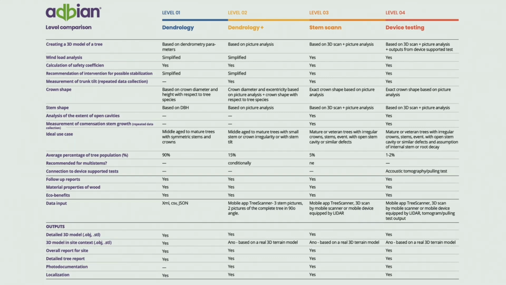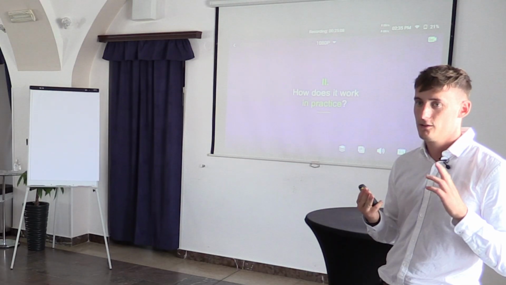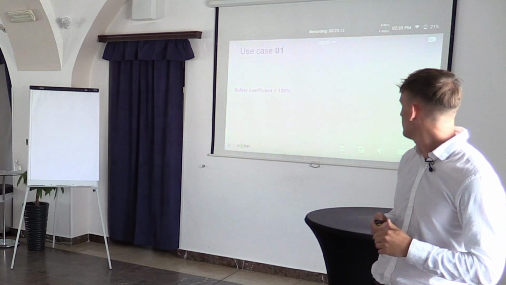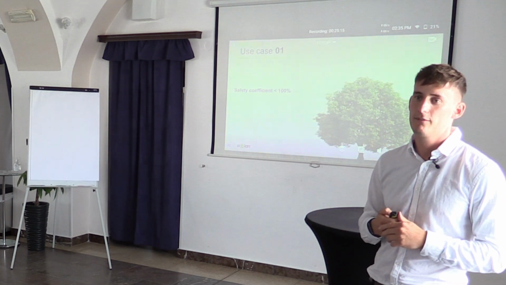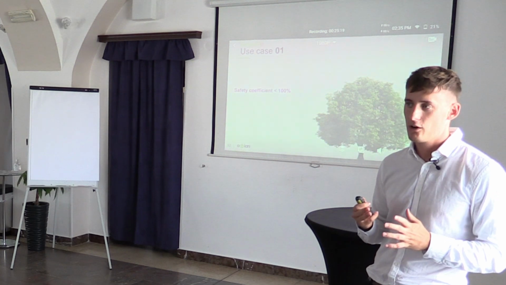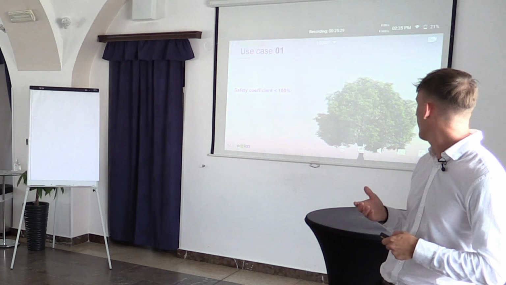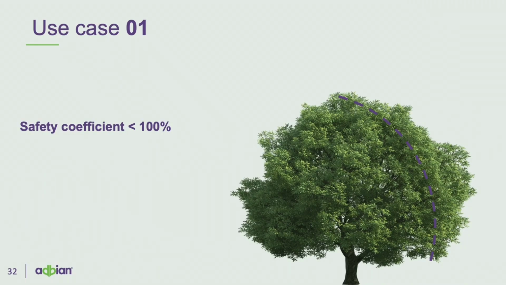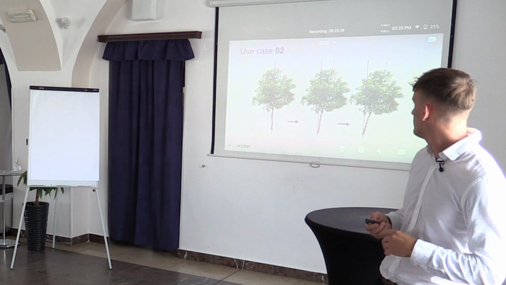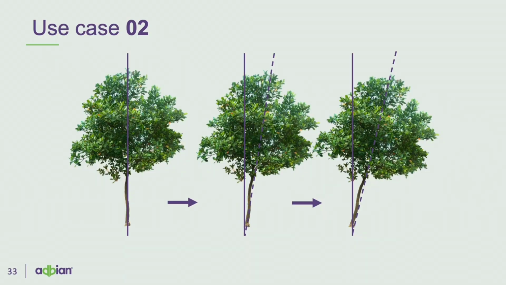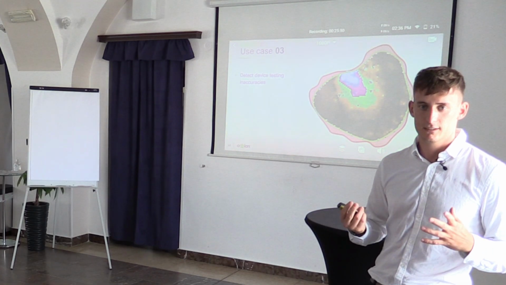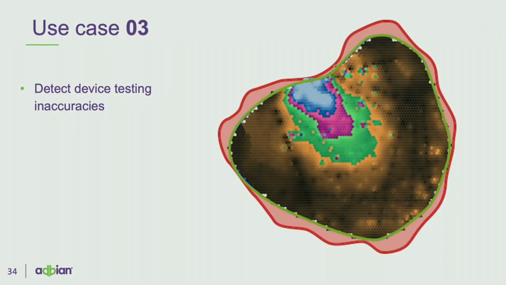But how does it work in practice? So basically you can use Adbian to calculate 3 basic things. The first one is the safety coefficients, which tells you if the tree is stable or not. And we also calculate for each tree how the stability changes if we reduce the crown by 1, 2, and 3 meters. And in the future we want to calculate also where to reduce the crown so it maximizes the effects of the cut. The second use case is finding out if a tree is uprooting or not. And the third case is device test inaccuracies, by combining it with 3D scans.